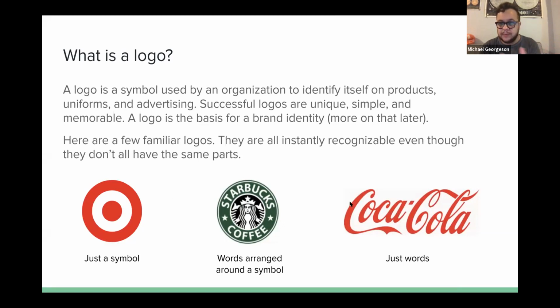So here are some instantly recognizable logos. The Target logo, Starbucks, Coca-Cola. You notice that they're all instantly recognizable and they're successful, like multi-million-dollar corporation logos, but they're all a little bit different. The Target one just has a symbol. Sometimes it's accompanied by the word Target, but you really just need this symbol to understand what we're talking about. Starbucks has words arranged around a symbol, and Coca-Cola has the words written in a stylized way.